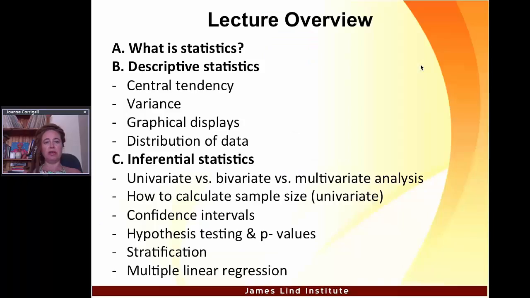So here's an overview of what we're going to be looking at today. I'm going to start right at the beginning to look at what statistics is, and what it refers to. Then we're going to look at the two main types of statistics, descriptive and inferential statistics. And under each of those, you can see there are various topics that we're going to cover.